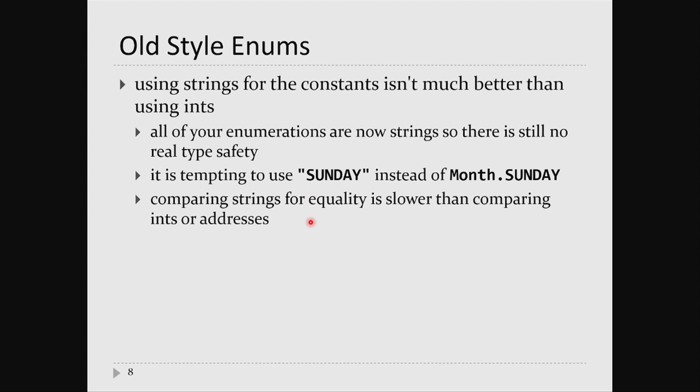Now another, bigger problem is that the reason for using enumerations is because you want to check if two things are equal. I want to know is the month January, or is the day Tuesday. But that means I'm going to use equals to do the comparison. Checking strings for equality is way slower than using ints or addresses. To compare two strings, I have to compare every letter of the string, whereas comparing two ints is very fast.